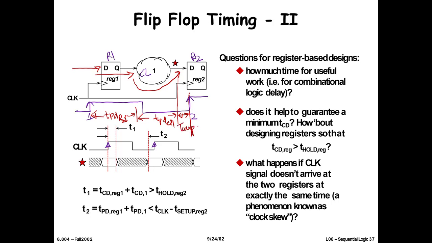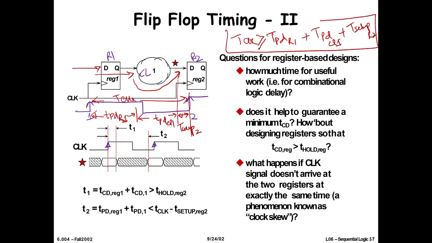Before the positive edge, it should be stable, at least T setup time before. So this is our clock period. Our clock period should be long enough that these three things happen, which means that our clock period is greater than or equal to TPD of R1 plus TPD of combinational logic plus T setup of register 2.